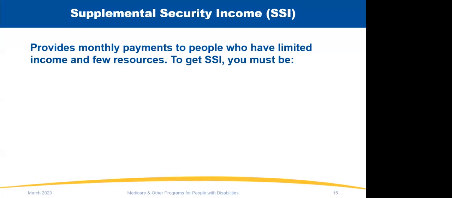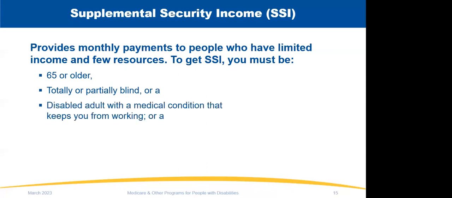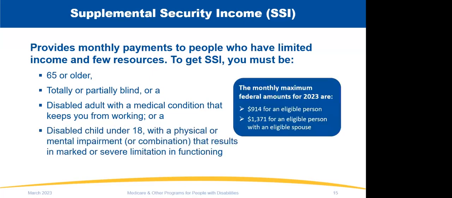Now, we pay SSI for a number of different reasons, not just disability. So we pay an aged SSI benefit. That's for individuals that are 65 or older. We can pay SSI based on an individual being totally or partially blind. We can pay that adult disability benefit through SSI if the individual has the limited income and resources. And we can pay children under the age of 18 an SSI disability benefit if they have a mental or physical impairment that affects their functioning.